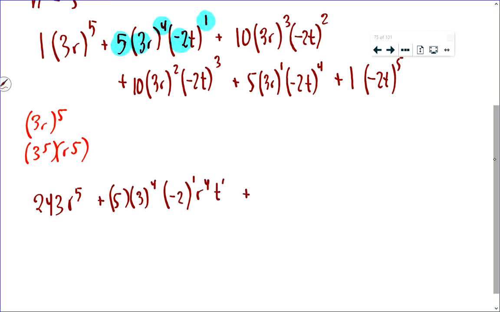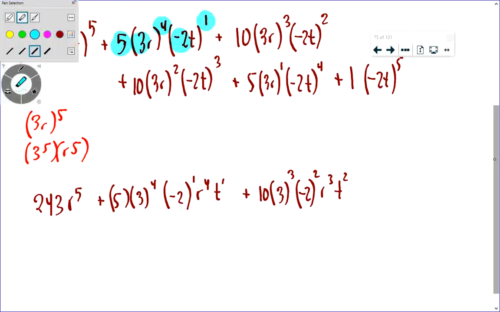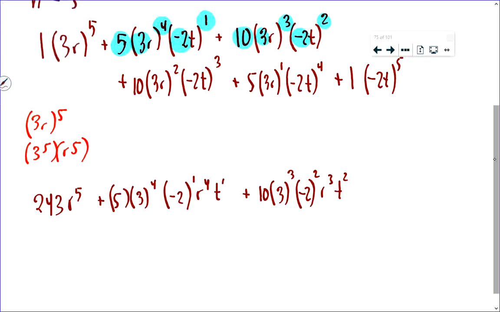My next term, well, there's going to be a 10. There's going to be a 3 cubed. There will be a negative 2 squared. And then we will have an r cubed t squared. Again, all of the things that I'm highlighting are contributing to the coefficient: 10, 3 cubed, negative 2 squared. Then I'm going to get 10. I'm going to have 3 squared and negative 2 cubed, and an r squared and a t cubed.